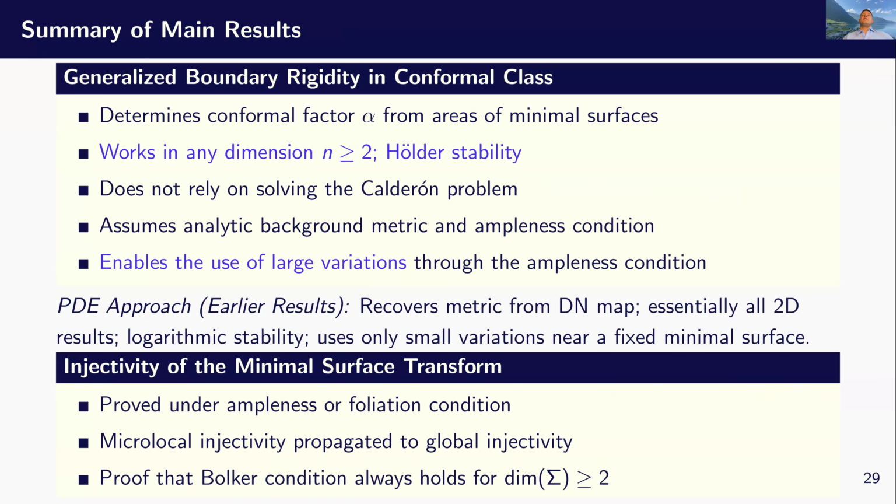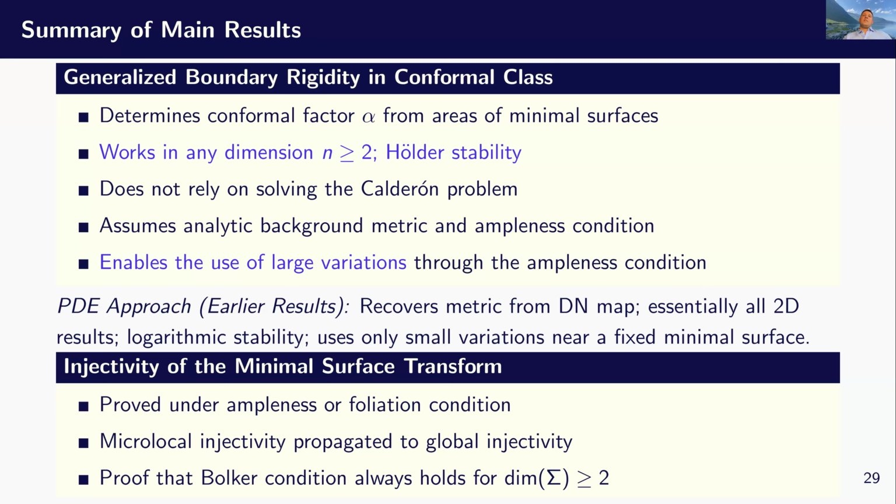So, summary of the main results. We studied the generalized boundary rigidity in a conformal class. We were able to determine the conformal factor from areas of minimal surfaces. And the very nice thing about this is that it worked in any dimension n≥2, and it provided Hölder stability for the recovery as well. The reason why it works is that it does not rely on solving the Calderon problem, which is mostly open in dimensions 3 and higher.